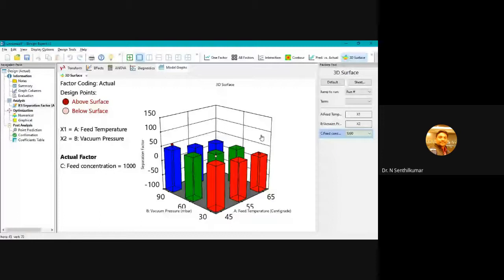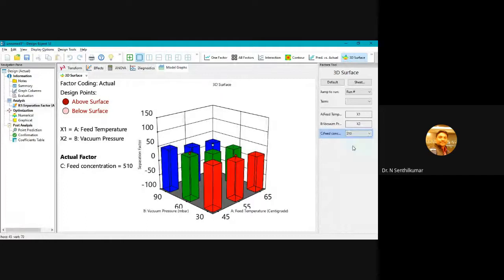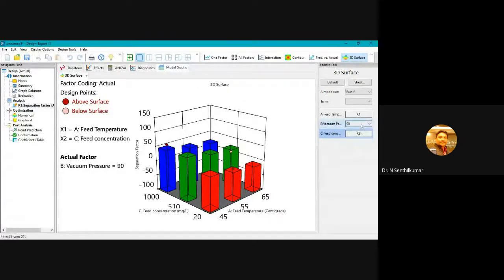So you can see the difference. For 45, the separation factor is higher. When it is being increased, the separation factor is reduced. So that is what we are going to have. So for 20, what is the change? For 510, what is the change? If I consider these as x2, what is the change? So for 90, for 30, for 60. So this is a visualization.